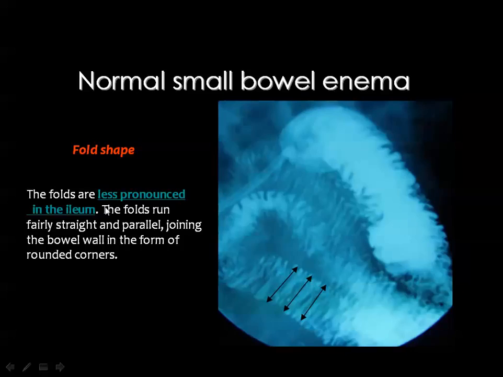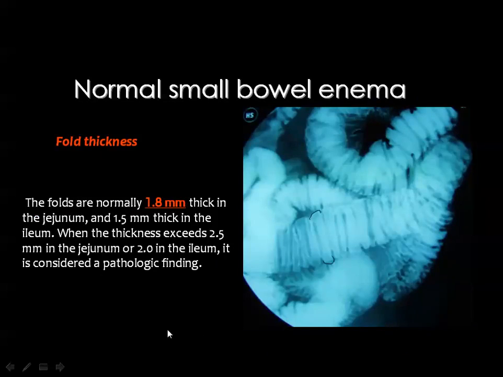The mucosal folds are more pronounced in the jejunum, as you all know, and they are less pronounced in the ileum. And the fold thickness ranges between 1.8 millimeters in the jejunum and 1.5 millimeters in the ileum. And we consider the mucosal folds abnormally thickened if the thickness is about 2.5 millimeters or above in the jejunum and 2 millimeters in the ileum.